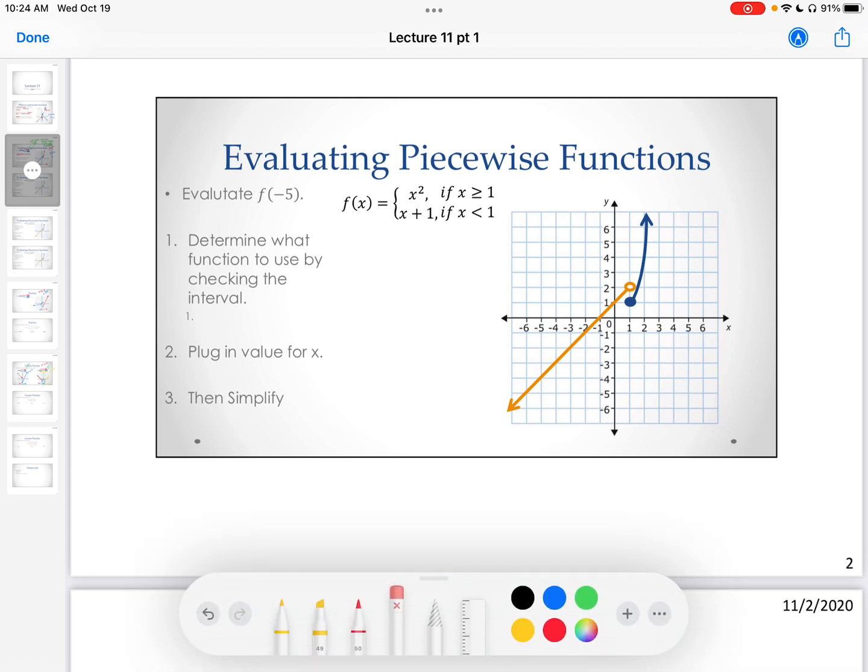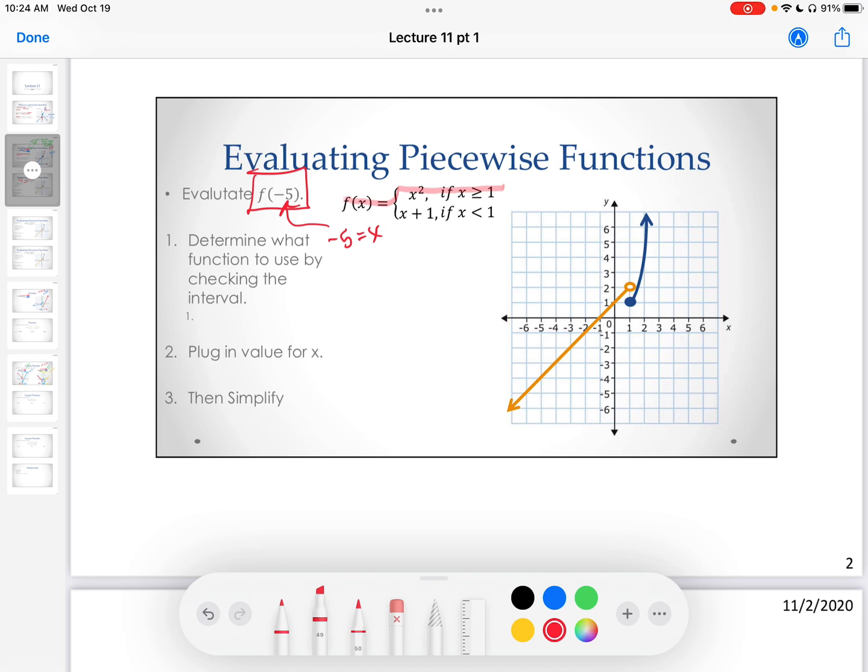One of the ways that you can do this is you can look at f of -5. That's what we are supposed to be evaluating. And we know that that -5 is what our x equals. So our x equals -5. So we need to determine which of these functions we are going to use. So are we going to use our red function, f of x equals x squared if x is greater than 1?